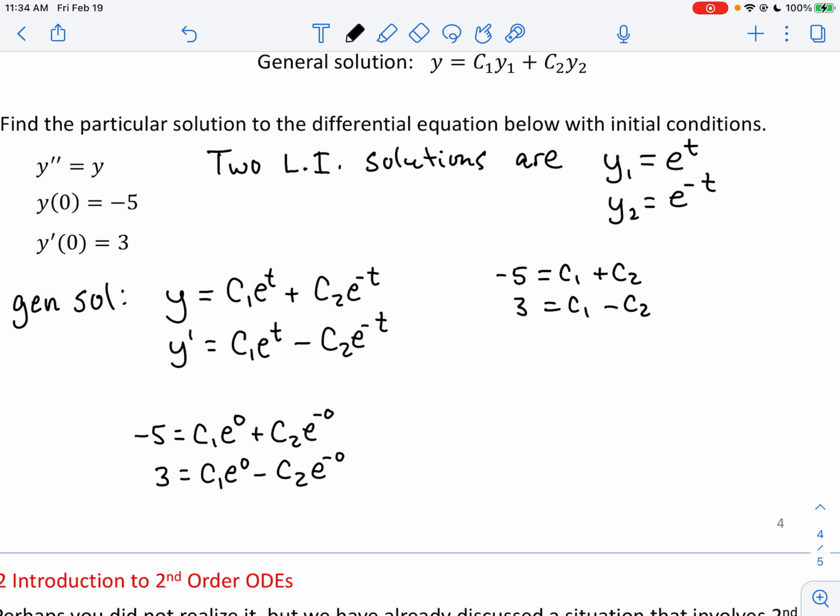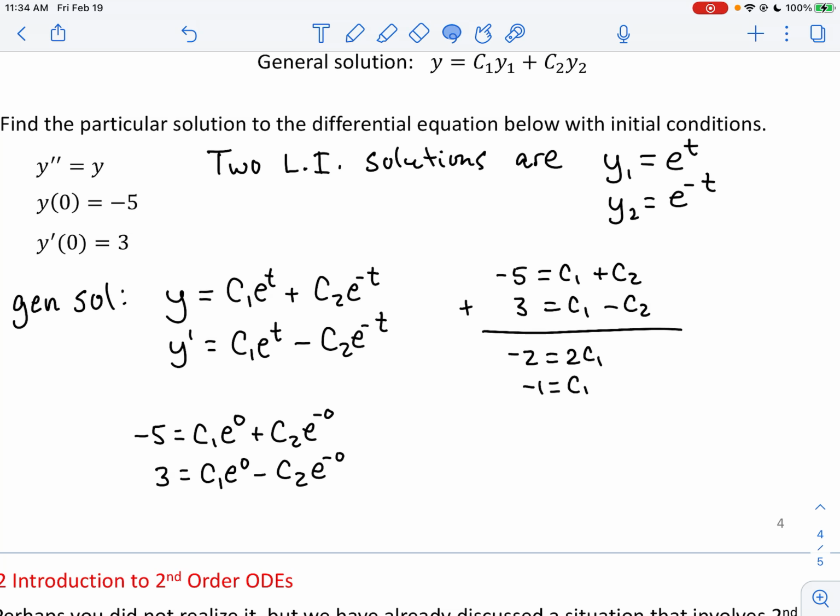You can use substitution, elimination, matrix methods. There are a lot of different ways you can solve these systems of equations. This one looks like elimination is going to be really easy. Just add the two equations together, because notice the c2's will cancel each other. So when I add negative 5 and 3, I get negative 2, and I get 2c1. The c2's cancel. Therefore, negative 1 is equal to c1.